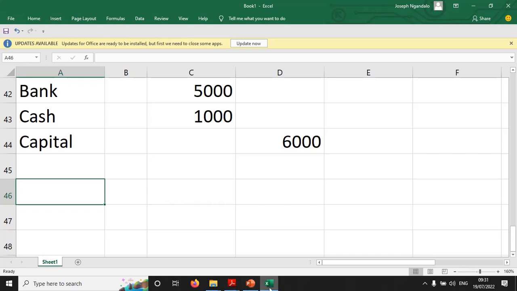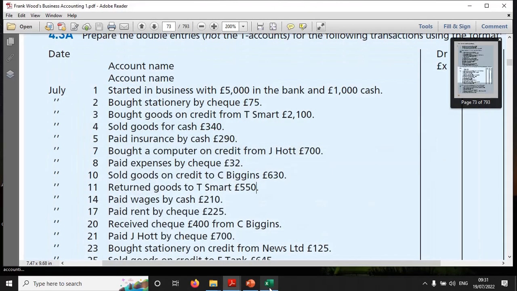Where are we going from there? Bought stationery. Buy check. Maybe I can start from here next time when I'm doing the T accounts. Did you hear what I said? Tomorrow, we might be doing T accounts. Normally we do everything in class, but today maybe you can check on what we have done on the other side. Bought stationery, buy check, how much?